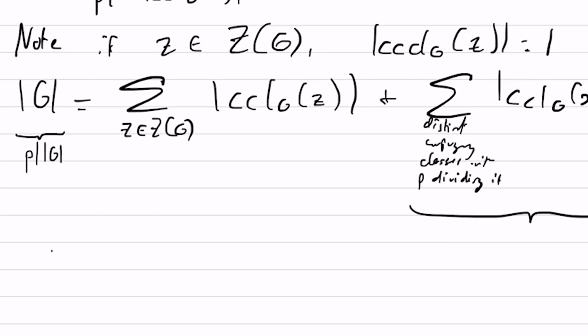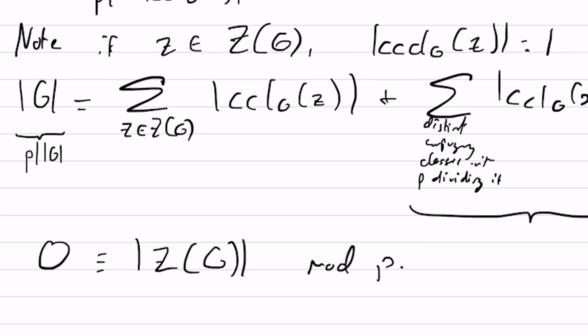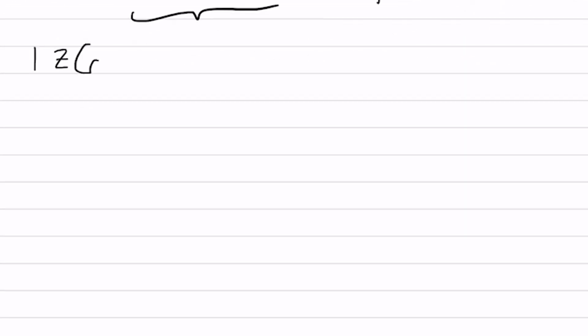So taking this equation mod p, we get that 0 is the size of the center mod p. In particular, this can't be of size 1, and therefore the center must be a non-trivial subgroup of the group. Therefore, the center must have size p or p squared.